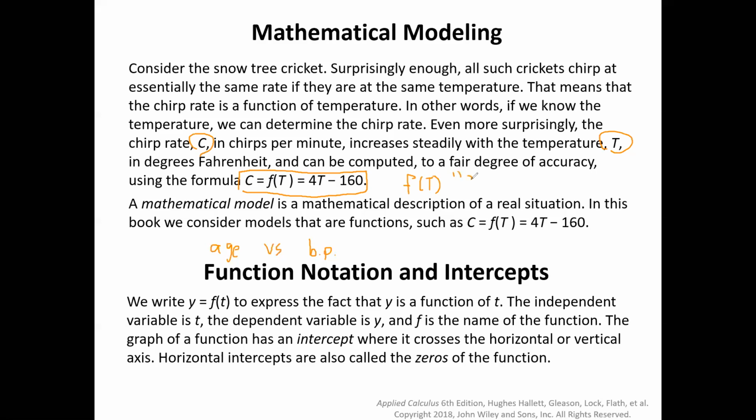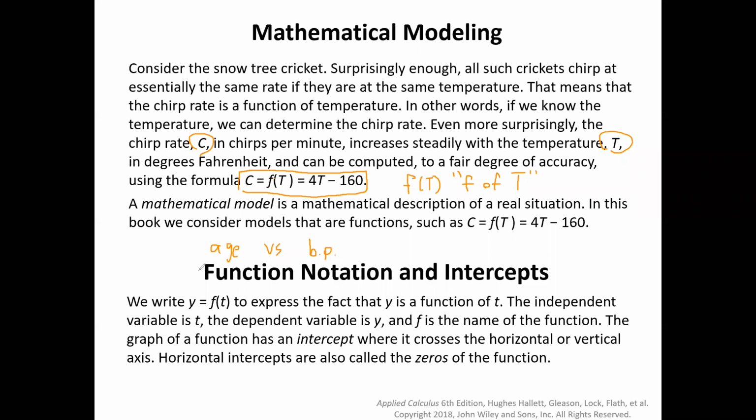This is F of T, where F stands for function and T is our input, or our domain, whatever our domain is going to be. In this case, it is temperature. So it tells us that the relationship between chirp rate and temperature is 4T minus 160. You get a temperature, you multiply by 4, minus 160, and that tells you about the chirp rate.